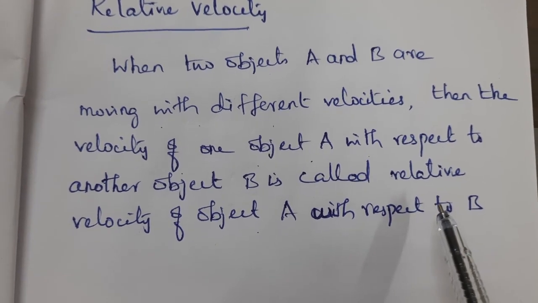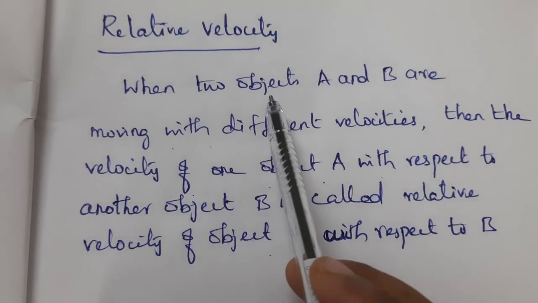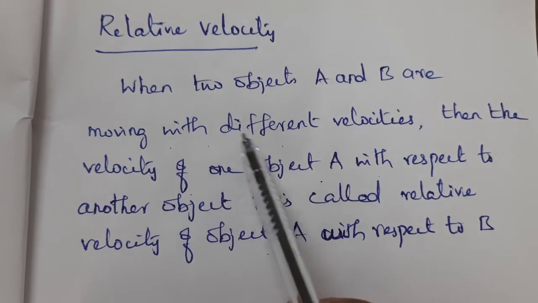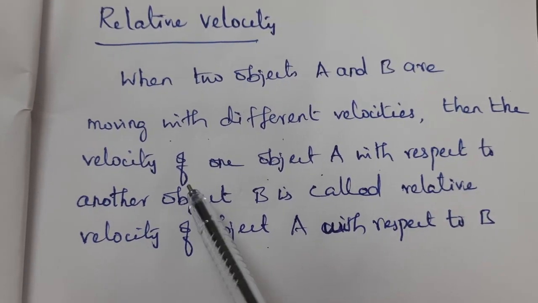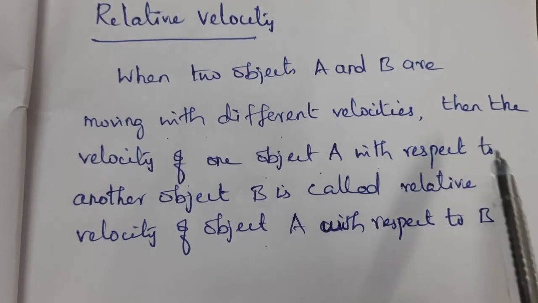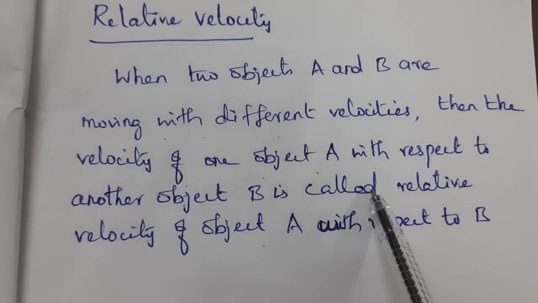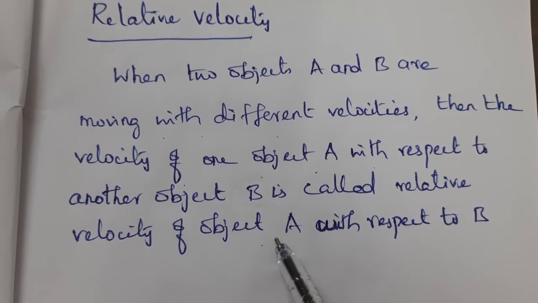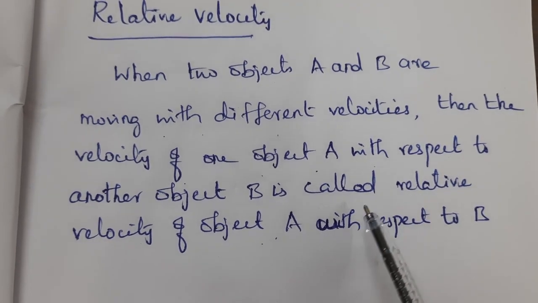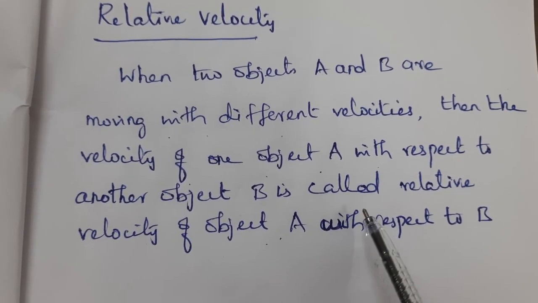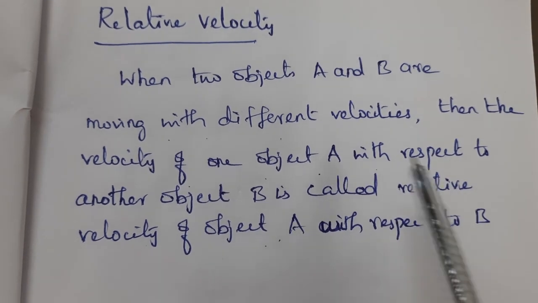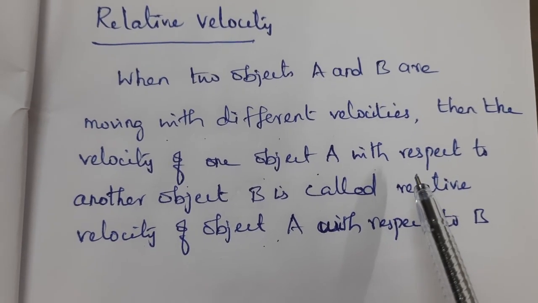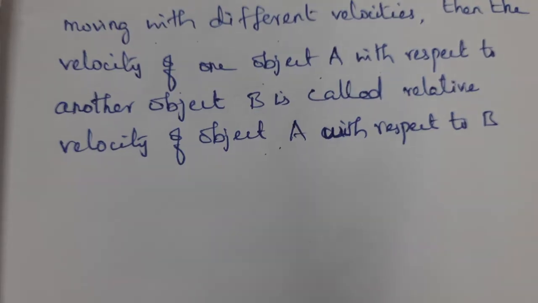What is relative velocity? When two objects A and B are moving with different velocities, then the velocity of one object A with respect to another object B is called the relative velocity of object A with respect to B. That is relative to one another. With respect to A, what is B? With respect to B, what is the velocity of A? That is known as the relative velocity.